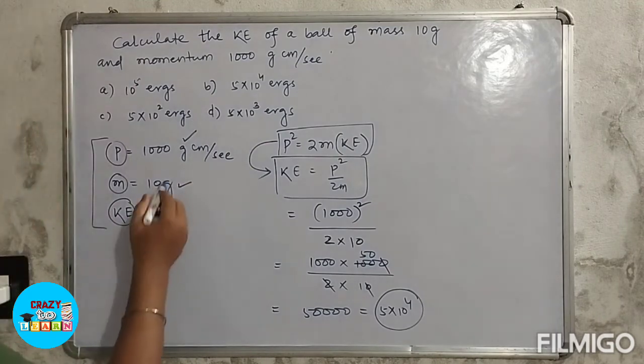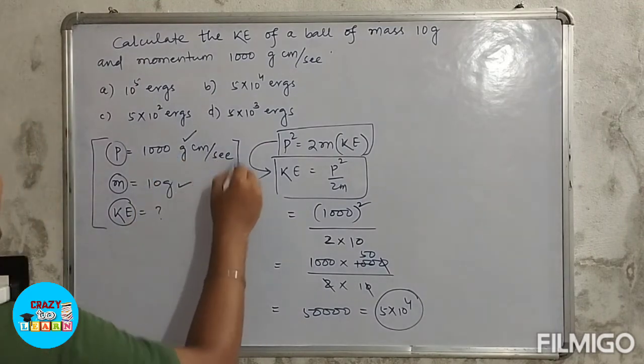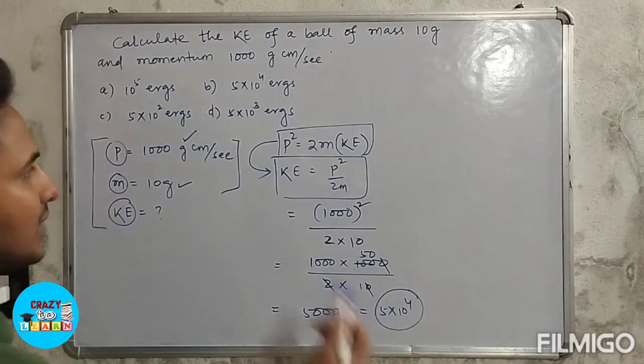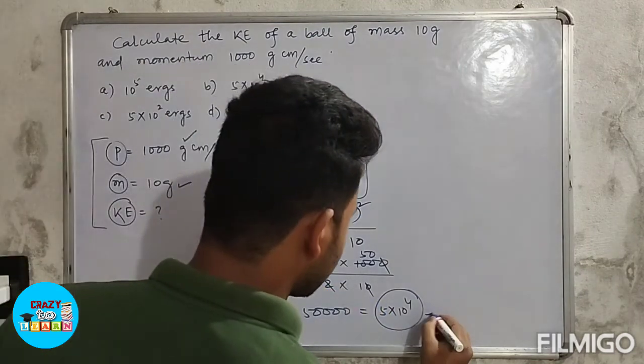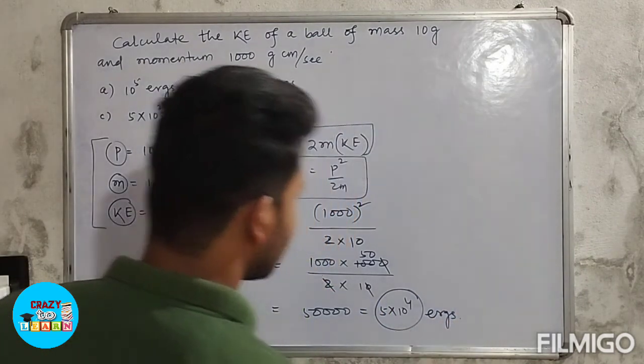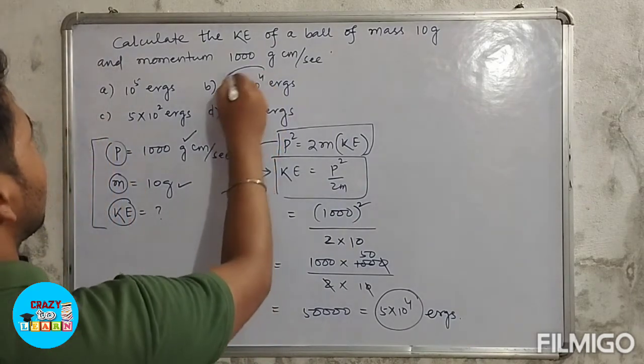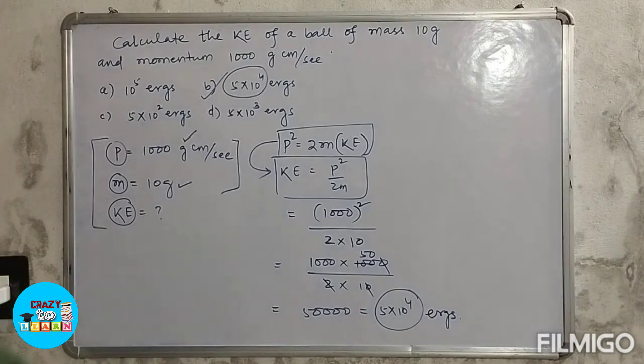As P and M are in CGS units, we will get the CGS unit of energy. The SI unit of energy is joule and the CGS unit is erg. So we will get ergs. So what will be the answer? 5 into 10 to the power 4 of option B is your correct answer. All are clear? Okay.